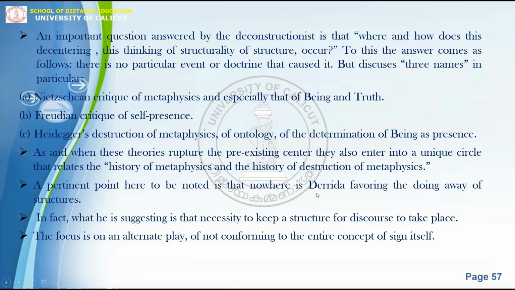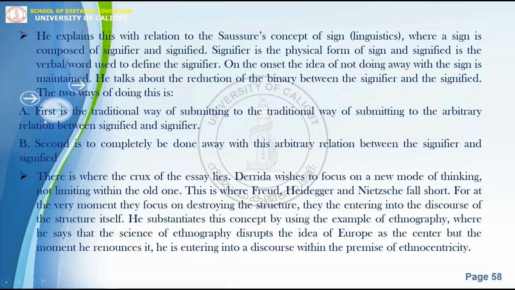A pertinent point to be noted here is that nowhere is Derrida favoring the doing away of structure. So he is not favoring a rejection of structure. In fact, what he is suggesting is the necessity to keep a structure for discourse to take place. The focus is on an alternate play of not conforming to the entire concept of the sign itself.